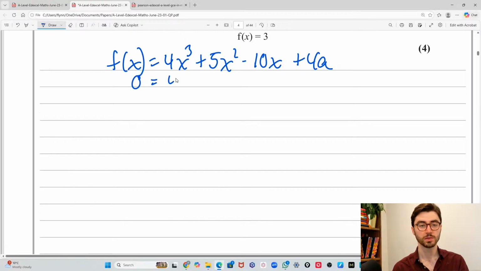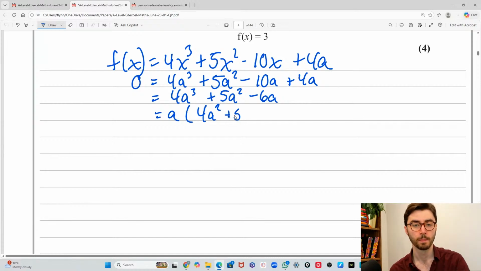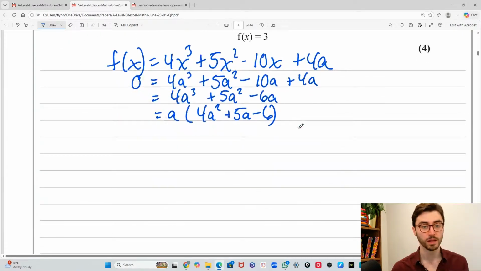So 0 is equal to 4a cubed plus 5a squared minus 10a plus 4a. So 4a cubed plus 5a squared minus 6a is equal to 0. And you can factorize out the a right off the bat. Great, and that was exactly what I needed to prove. Nice and simple.